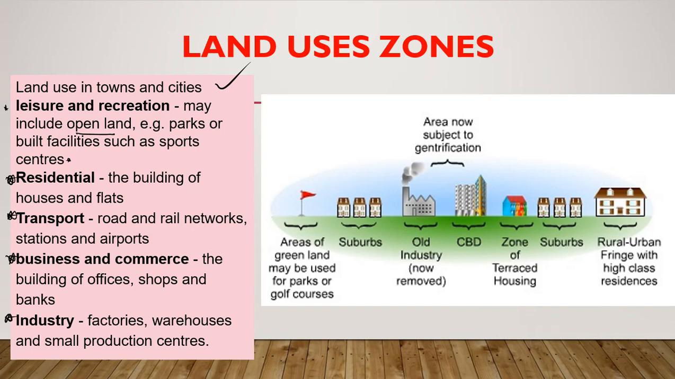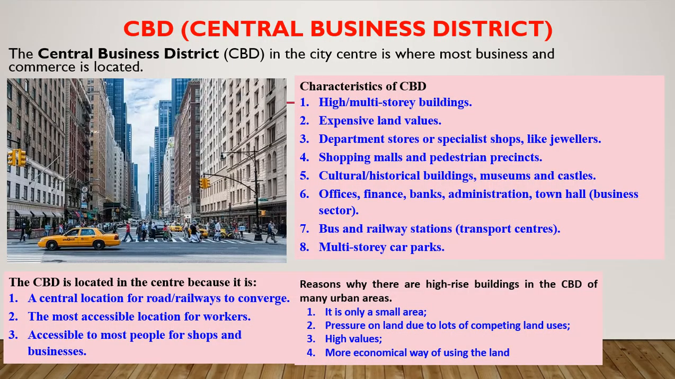Now, as we looked at in our lesson 3, where we looked at urban land use models, you find out that as you move away from the center of the city, which is the CBD, towards the rural urban fringes, the type of buildings and the land use also change. So that's what we're going to be looking at. As you move out from the city center, the first part is the CBD, the Central Business District. The city center is where most businesses and commerce are located.